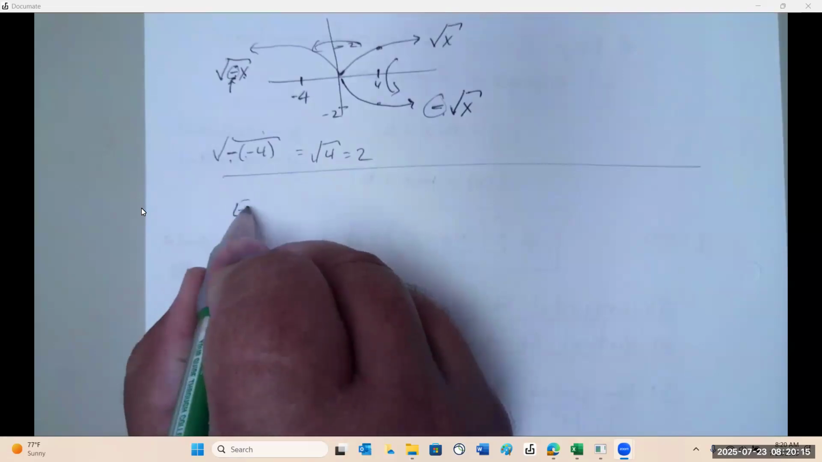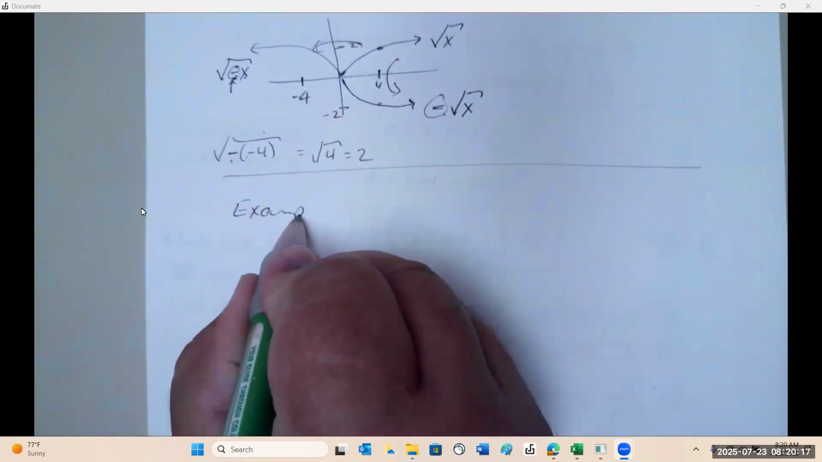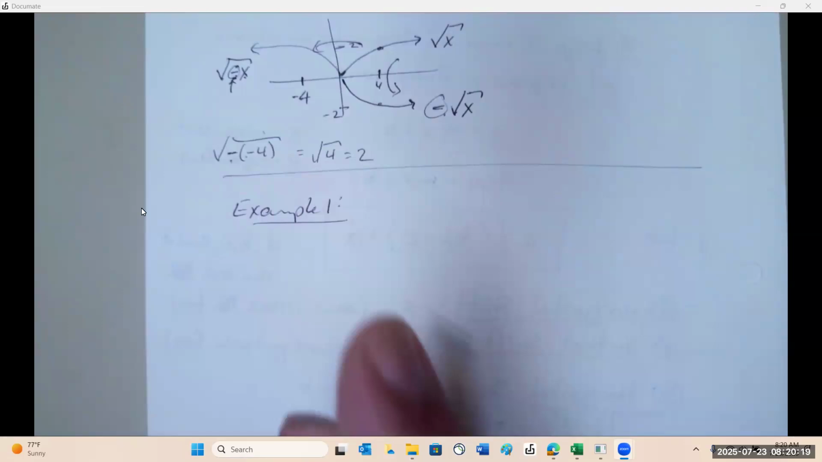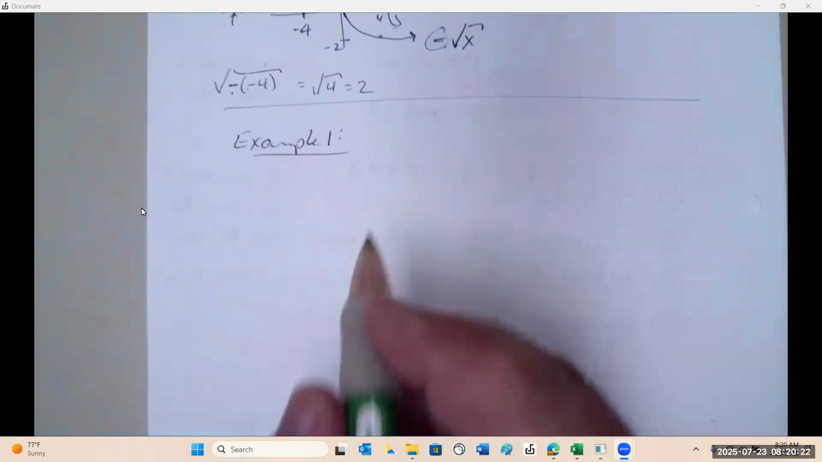So let's look at example 1. Sketch the following.